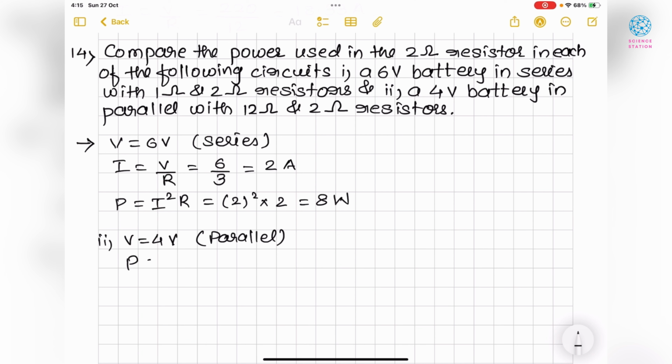Now in the second case V equal to 4 volt, and here parallel I have arranged. So P equal to V square by R. So that will be 4 square upon 2. So 16 by 2. So that is 8 watt.